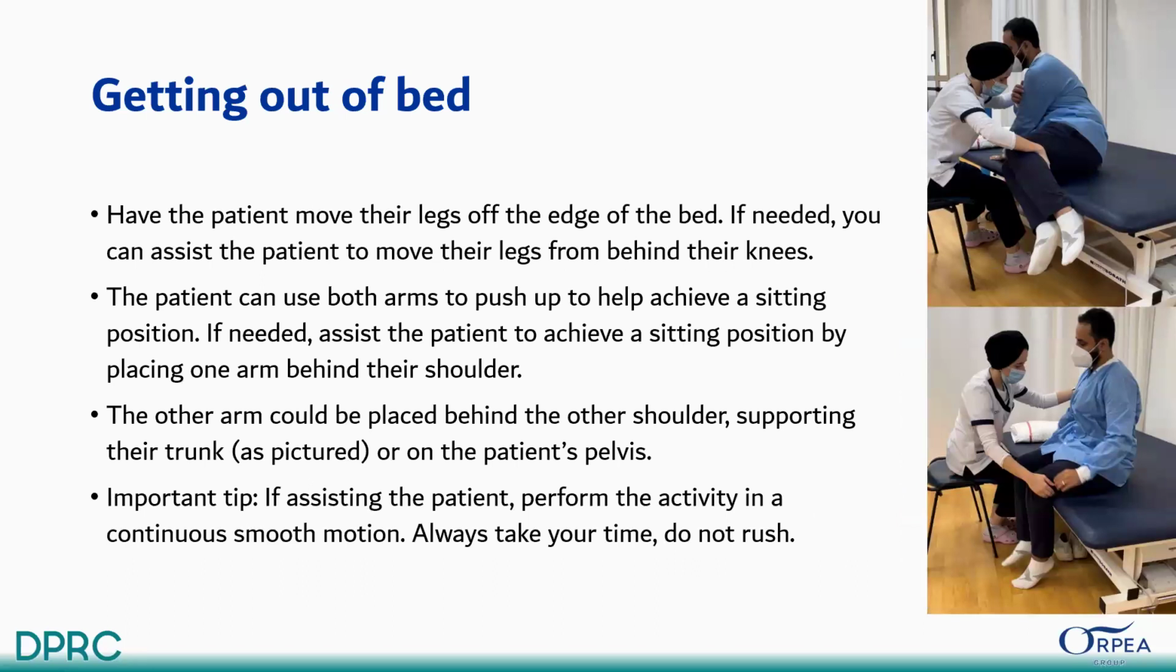Getting out of bed. Have the patient move their legs off the edge of the bed. If needed, you can assist the patient to move their legs from behind their knees. The patient can use both arms to push up to help achieve a sitting position. If needed, assist the patient to achieve a sitting position by placing one arm behind their shoulder. The other arm could be placed behind the other shoulder, supporting their trunk, or on the patient's pelvis.